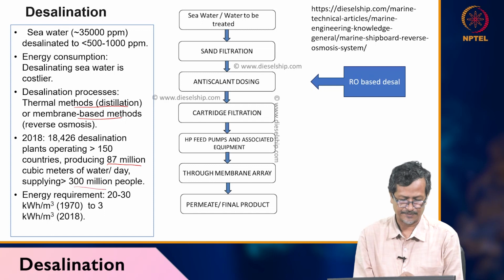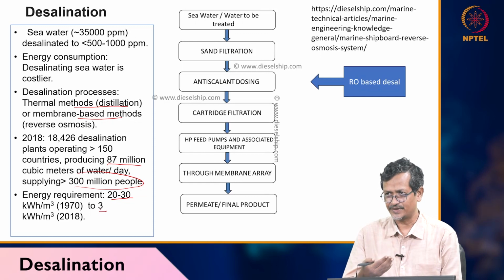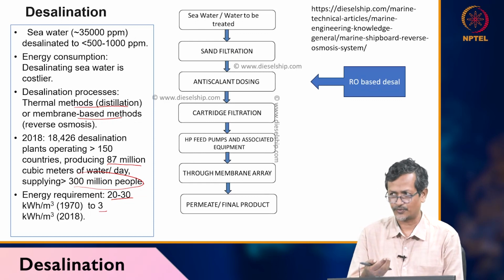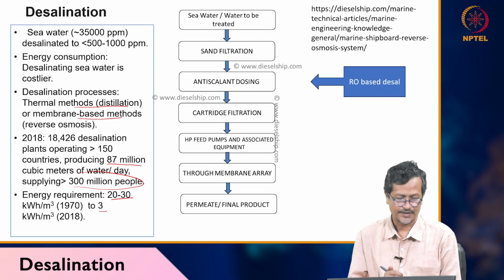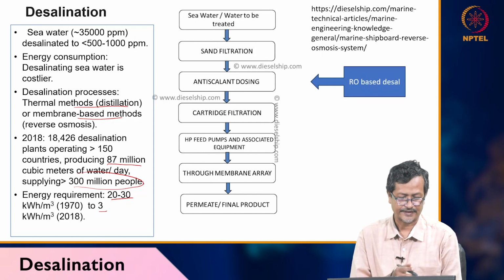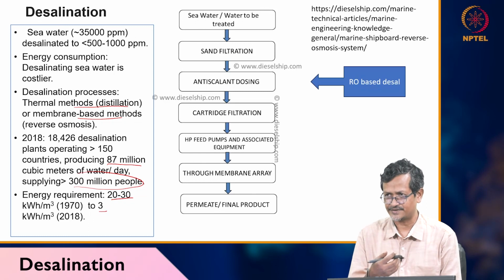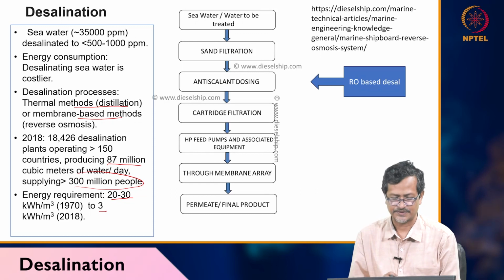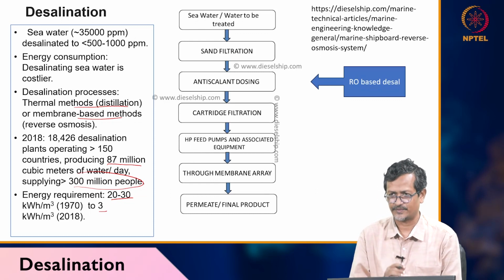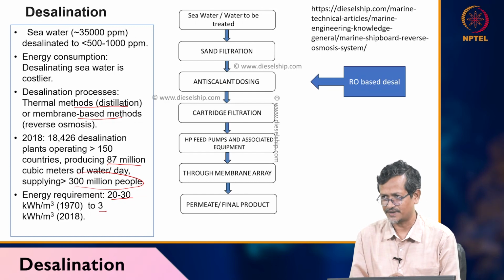So 300 million people are getting water this way. Energy requirement was 20 to 30 kilowatt hour per cubic meter in 1970, and now it is about 3 kilowatt hour per cubic meter. So the technology is improving, and the energy required to produce a certain amount of water is reduced. You see this 2018 data of 18,000. Day by day the number of plants is increasing, and major plants are especially in the Middle East, where dry countries are. They have lots of money also, so they can install lots of desalination plants. Especially in the Middle East, Qatar, Kuwait, Saudi Arabia, they have a large number of desalination plants.